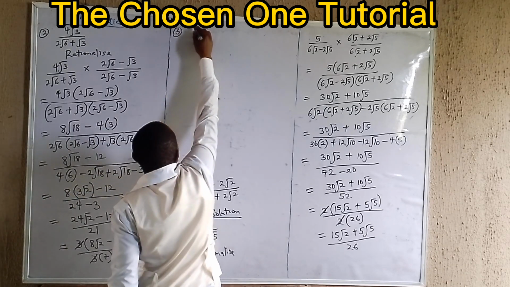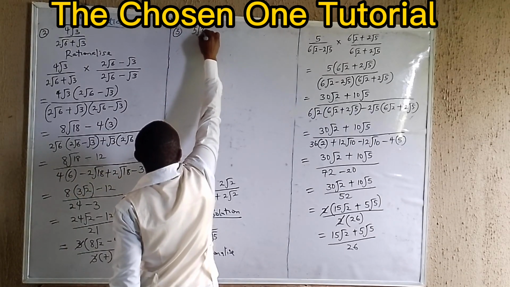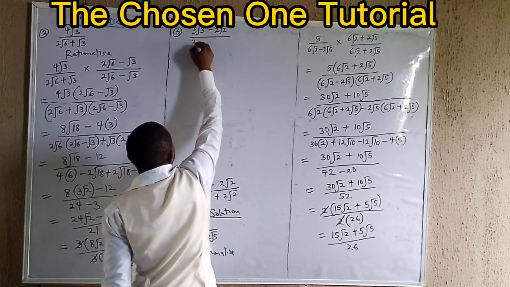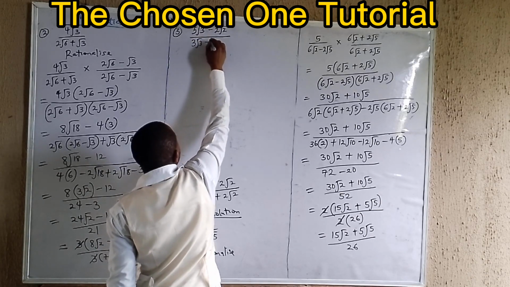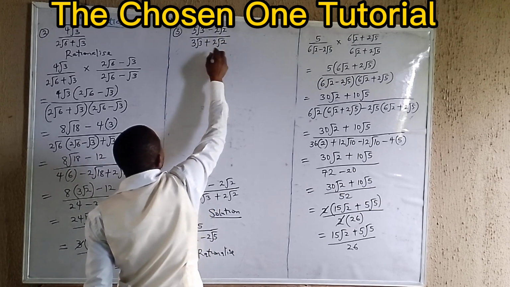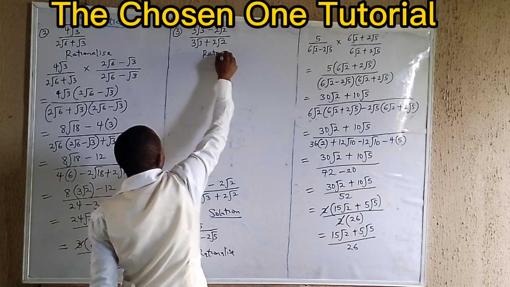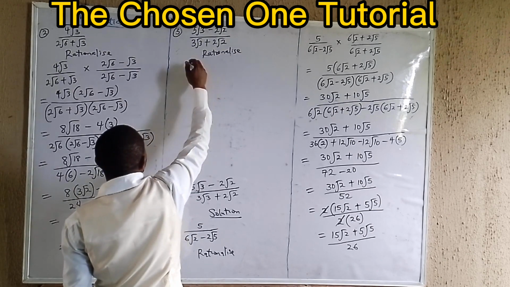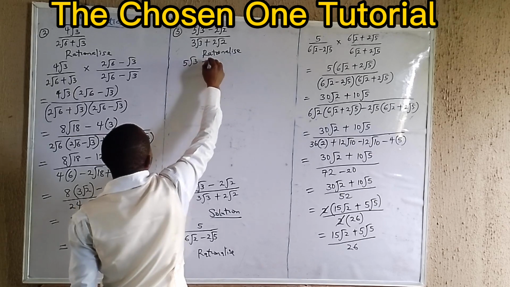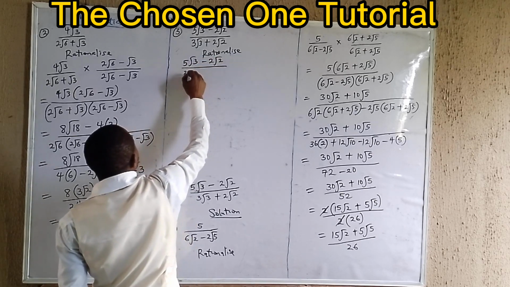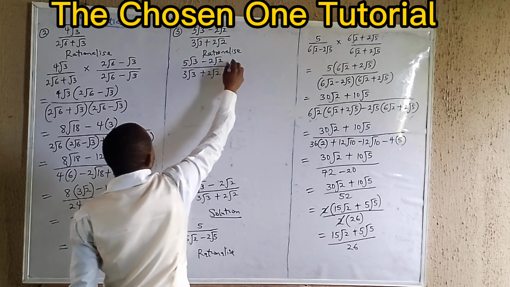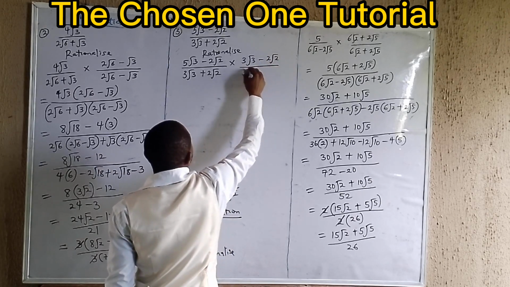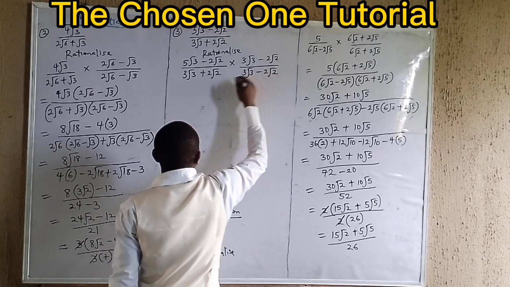The third question where we have 5 root 3 minus 2 root 2 over 3 root 3 plus 2 root 2. So we are going to rationalize. And don't forget that when we rationalize, we are going to multiply by the conjugate of the denominator. So we are going to have 5 root 3 minus 2 root 2 over 3 root 3 plus 2 root 2 multiplied by 3 root 3 minus 2 root 2 over 3 root 3 minus 2 root 2.